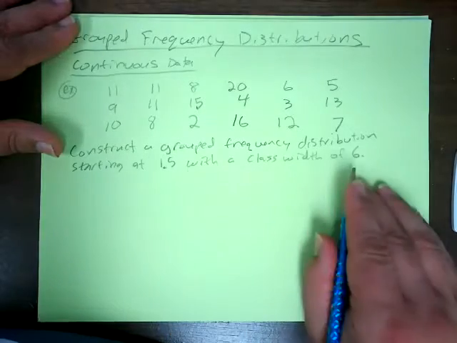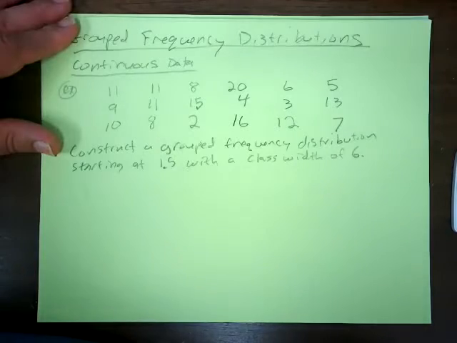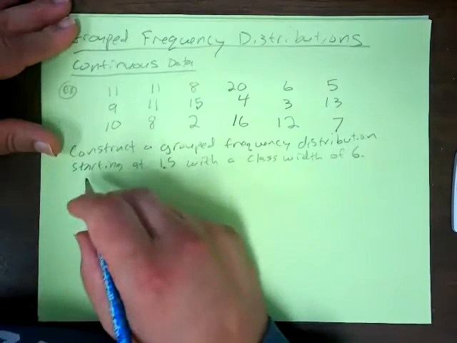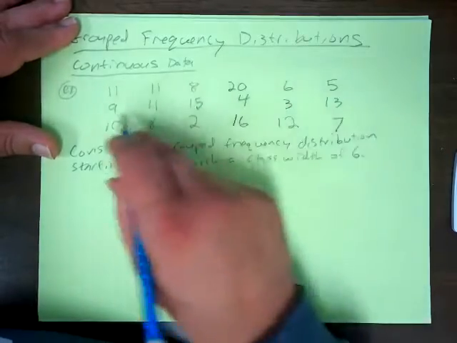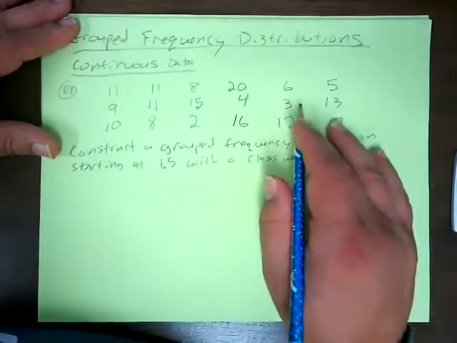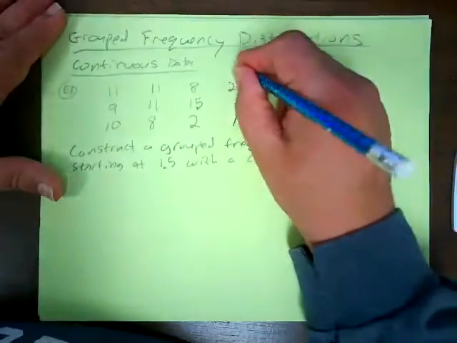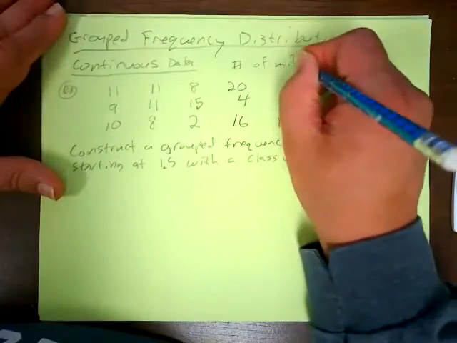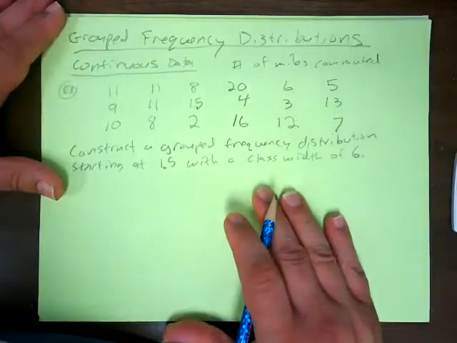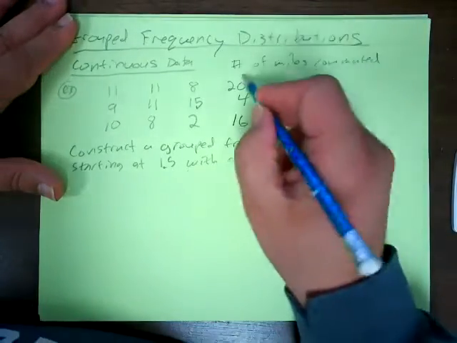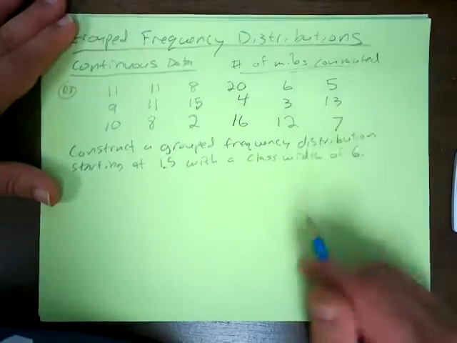So we're going to start at 1.5, and we're going to have a class width of 6. So the intervals have a size of 6. And so here's how to do this. Oh, you know what? I never said what this data was at the beginning. So this is actually number of miles commuted, like workers commuting to work. I forgot to write that down.